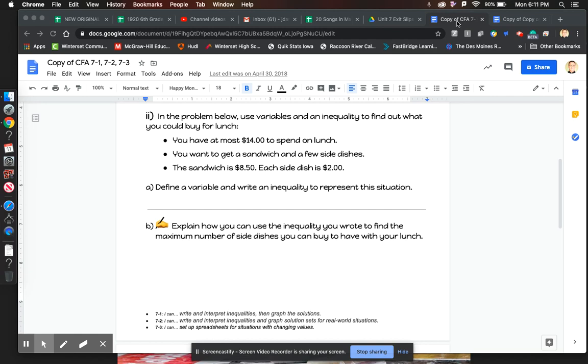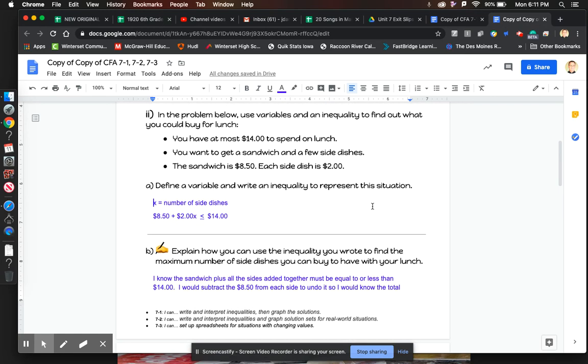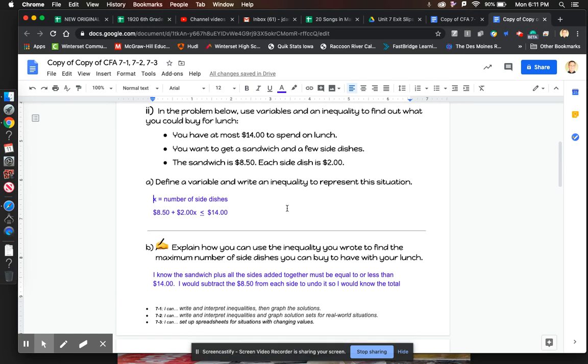Okay, so let's go ahead and work through and discuss how to solve this problem here. So I've got some stuff written in blue and some of the answers and my thoughts that we're going to go through here. Okay, so when I'm defining a variable, the first thing I need to do, I'm going to call it x. And x, my variable here, is the number of side dishes I can afford. Our variable is what we don't know. We know what the sandwich costs. It's $8.50. And what I'm trying to find is the number of side dishes that we can afford. So I'm just going to call that x since we don't know what that is yet.